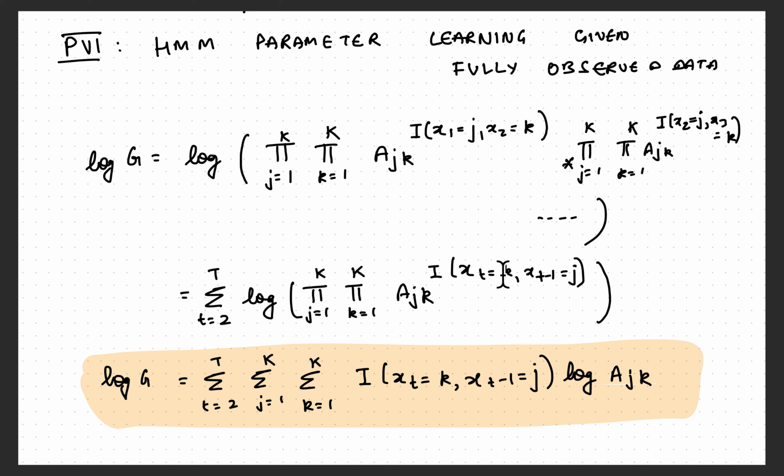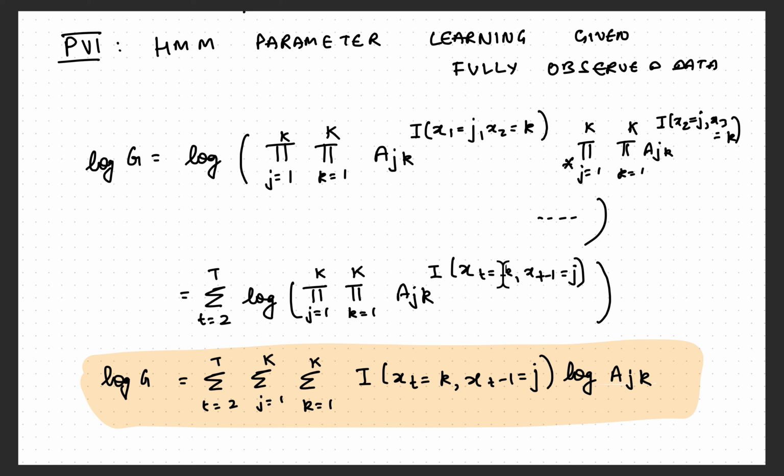We've also written logarithmic of F and logarithmic of G, right? So at this point, all you need to do is maximize this function, and you can get the MLE estimates for a jk and for pi j. That is going to be pi hat of j and a hat of jk. I'm not going to do the derivation. I would request you to try it at your own time.